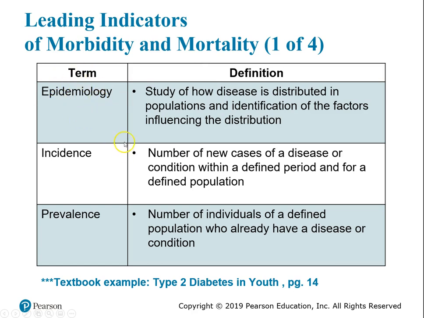Epidemiology basically will report incidence and prevalence of a disease, okay? Now, there's a good example here as to why it's important to think about epidemiology and the distribution of disease, and why there are scientists that are specifically focused on this area. And there's an example in type 2 diabetes in youth on page 14, okay?